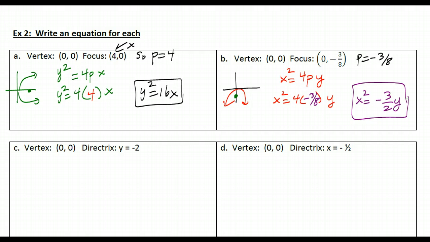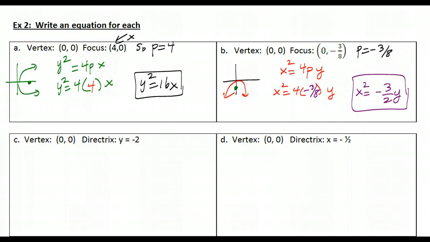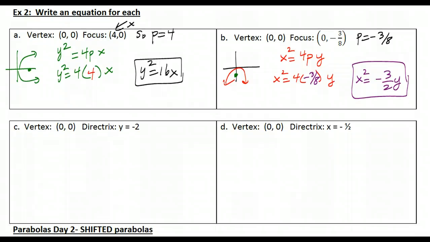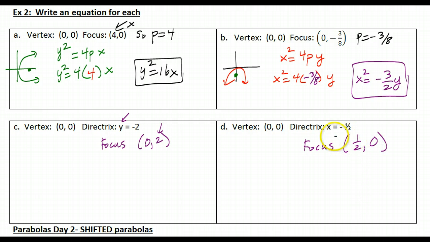And then let me show you what it looks like if you're given the directrix instead. So remember how the directrix is the opposite of p? So if the directrix is y equals -2, we know that the focus is at 0, 2. And I put the 2 in the y spot because it was a y. Here, if the directrix is x equals -1/2, I know that the focus is 1/2, 0, and I put it in the x spot because I was given an x.